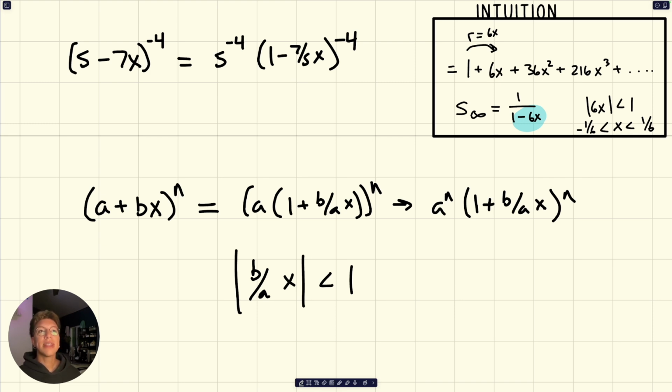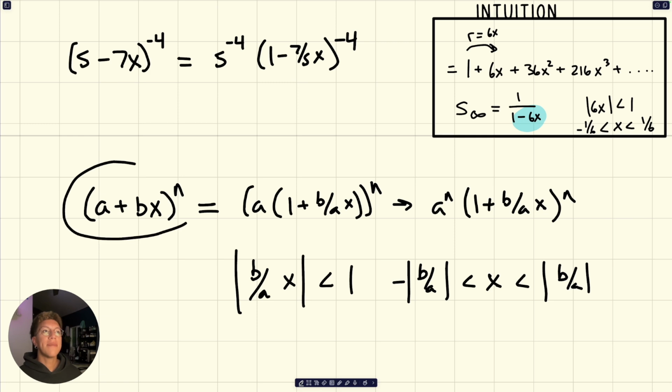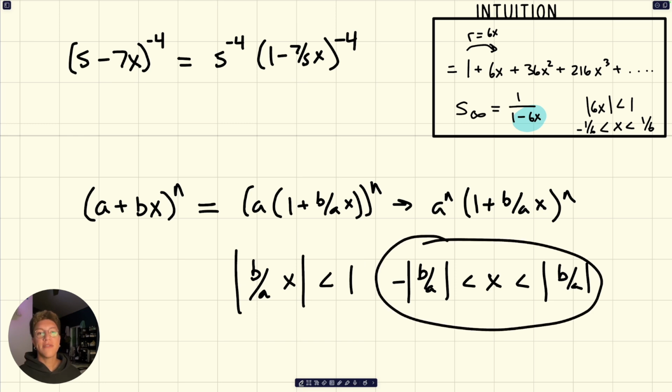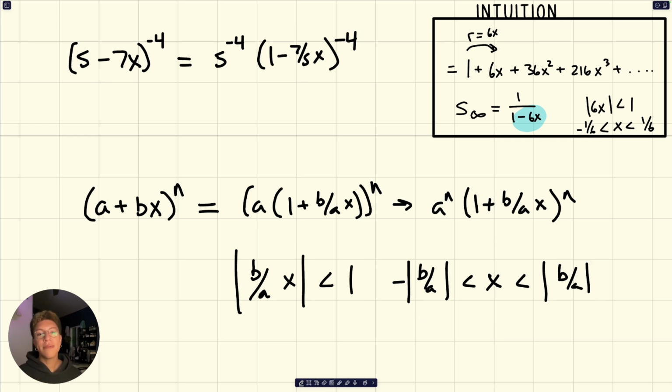This right here, we can then simplify. We can say x here is going to be less than the absolute value of b over a, and greater than negative absolute value b over a. So if you're ever looking for the interval of convergence for a binomial that looks like this, the interval of convergence will be given by this form, or you can write it in this form, and that would be your final result.